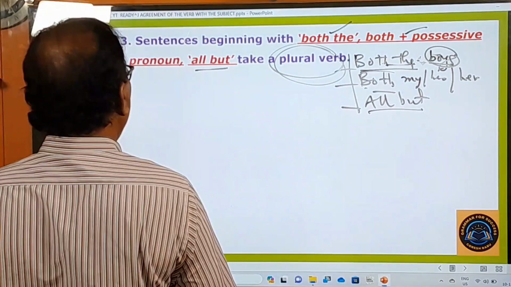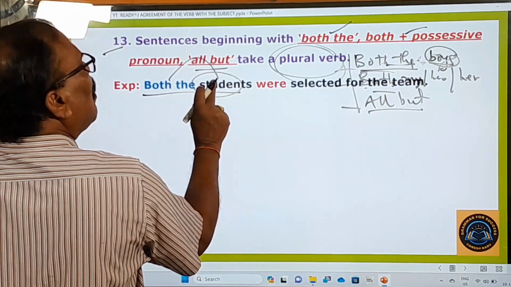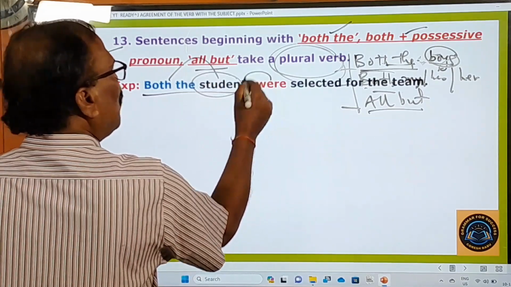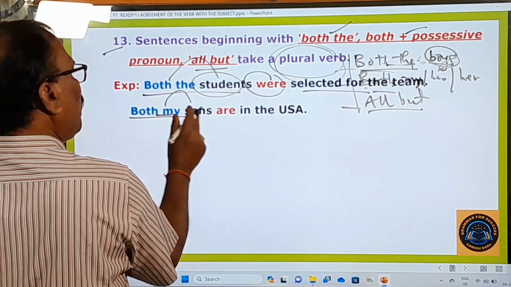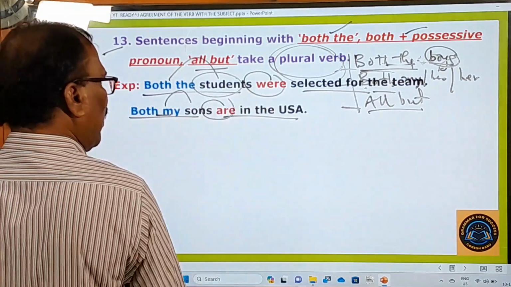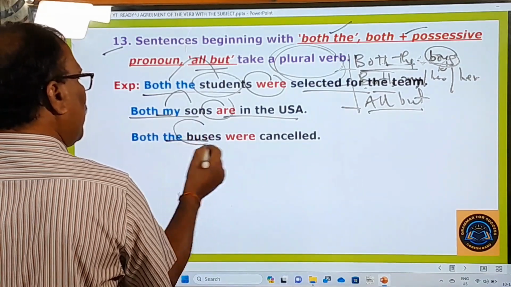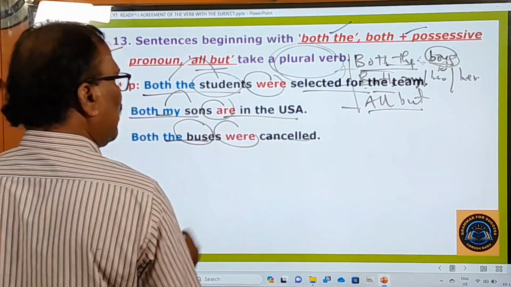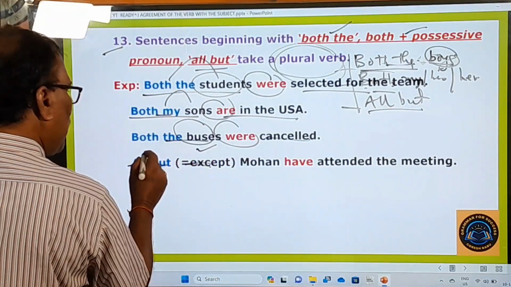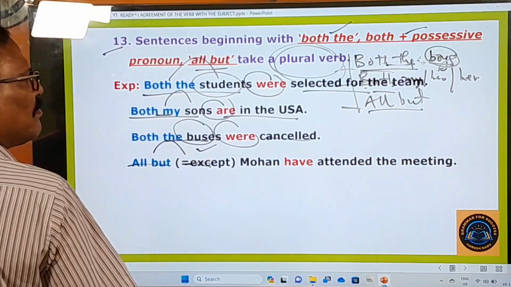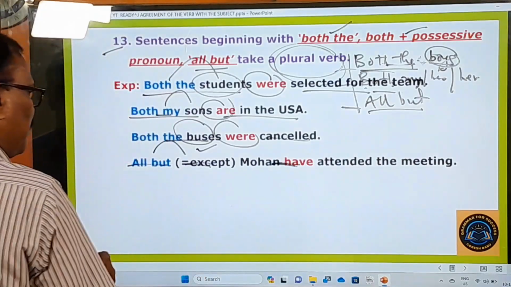Now let us take up some examples for this. Both the students: after both the, you must use only the plural noun, right? Both the students were selected for the team. Here, both my sons are in the USA. And both the buses: both is always used with a plural noun. Both the buses were cancelled. And then all but, meaning all except Mohan. But means except Mohan here. So, all but Mohan have attended the meeting.